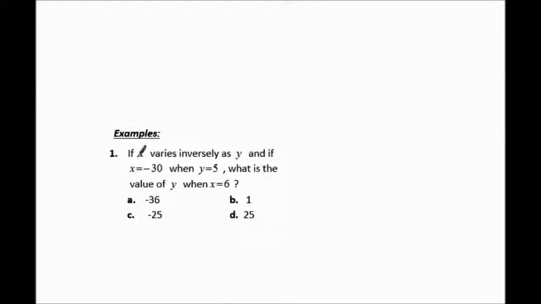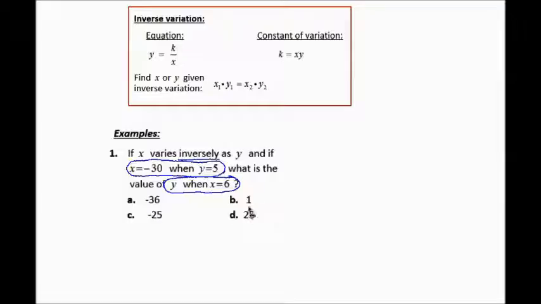Here they're asking you if x varies inversely as y. Here's a key word, inversely. And if x is -30 when y is 5. So here's a pair of x and y that go together. What is the value of y when x is equal to 6? Here's another pair of x and y that go together. We're going to refer to the section of our notes that talks about inverse variation.